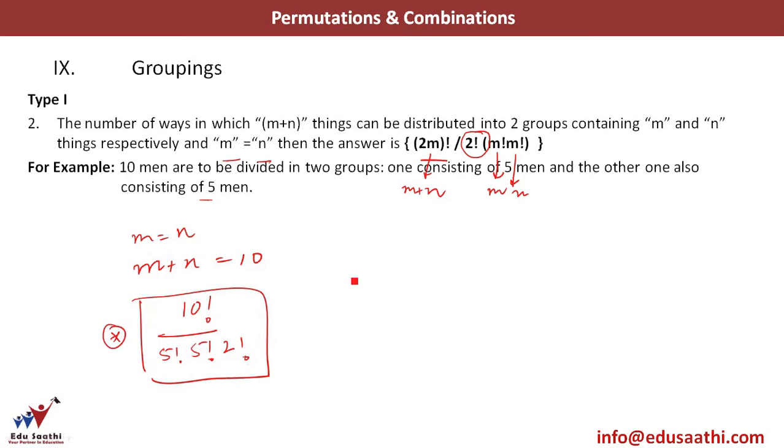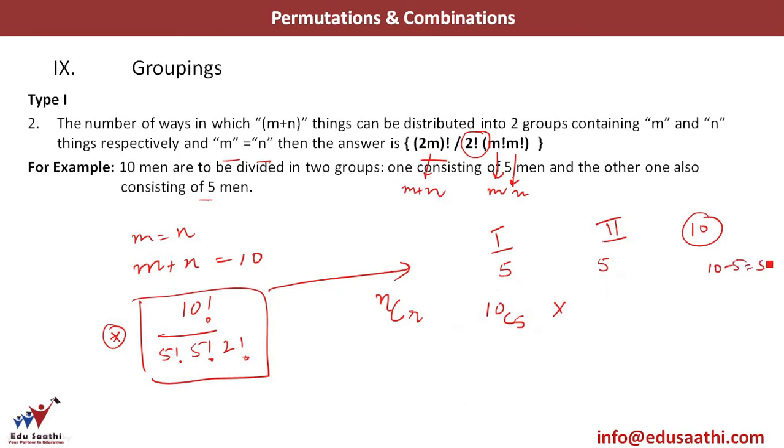But why is this the answer? Let's solve it using combinations, the nCr way. I have group number 1 and group number 2, and I have 10 people. Both the groups need to have 5 and 5 people. So the number of ways I can select people for the first group is 10C5, and here I'll have 10 minus 5 people left out. So I have to select 5 people out of 5 people, which is 5C5. So here the answer is 10 factorial divided by 5 factorial divided by 5 factorial.